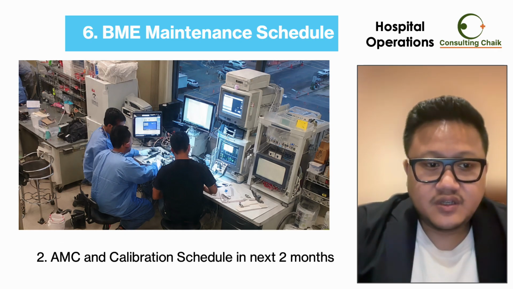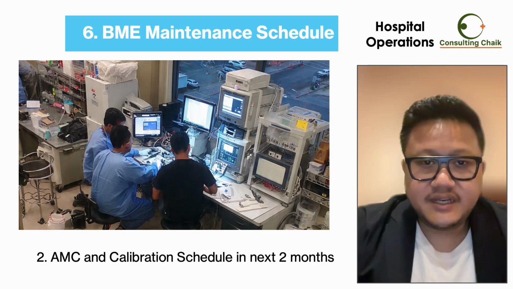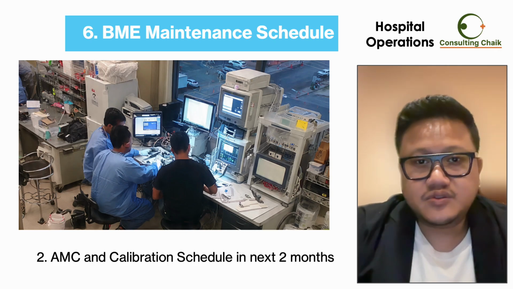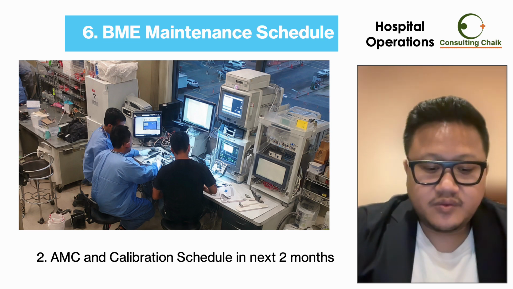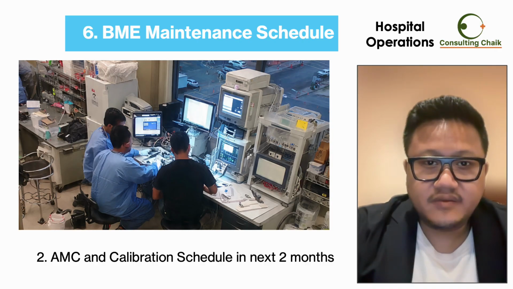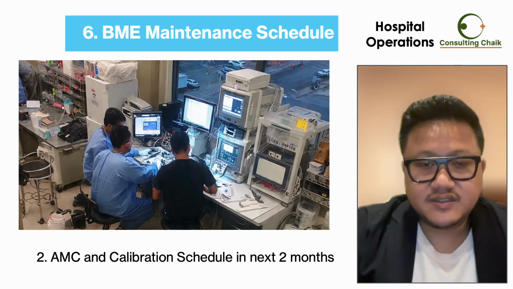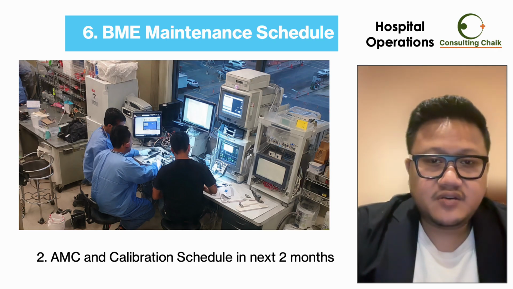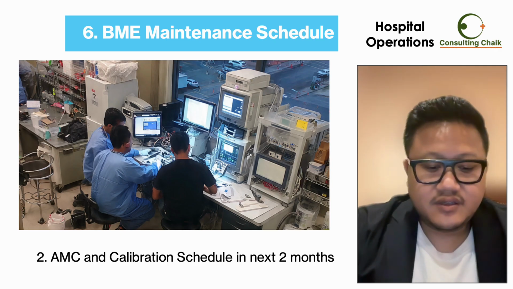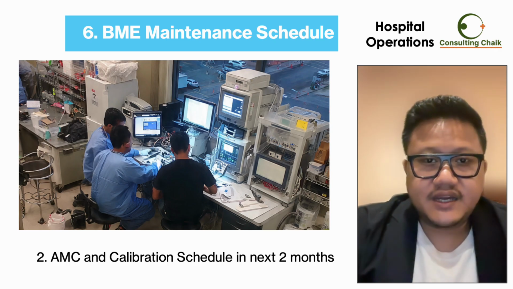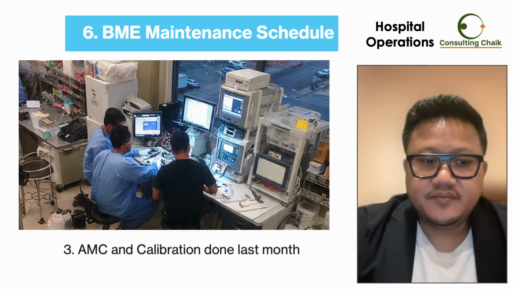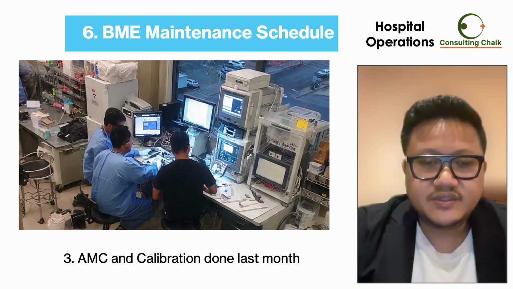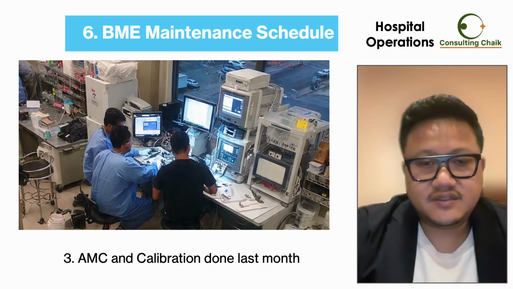Then you should ask the biomedical engineering department to give a monthly report of the list of equipment which will undergo AMC and calibration in the next 2 months. So say for example, the first week of April, you'll have to take April and May months schedule of calibration and AMC. Okay, and similarly you need to take the AMC and calibration which was done in the last month.